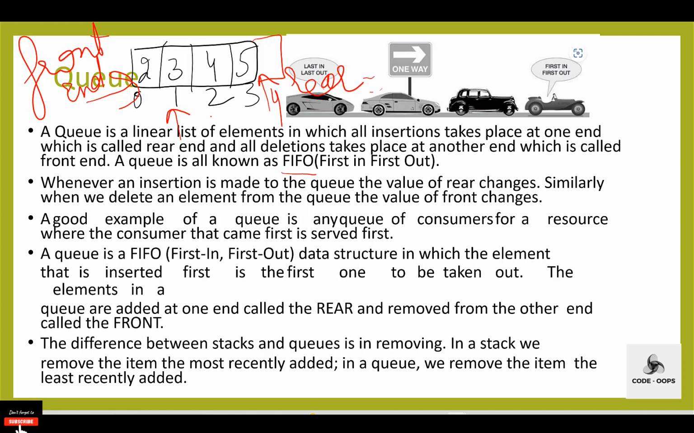Similarly, the position of the last entry in the queue, that is the one most recently added, is called the rear or tail of the queue. A real world example of a queue can be a single lane one-way road where the vehicles that enter first exit first. A queue is totally different from a stack. In a stack, we remove the item most recently added, but in a queue, we remove the item least recently added. Stack is based on last in first out, but queue is based on first in first out.